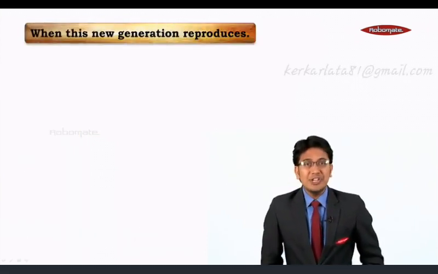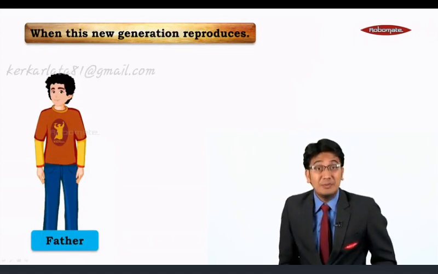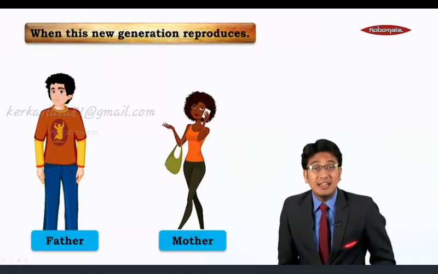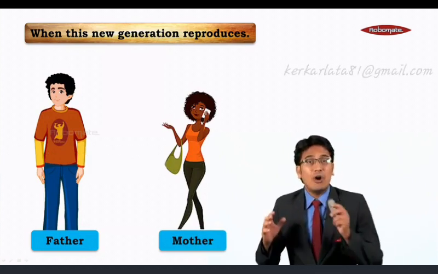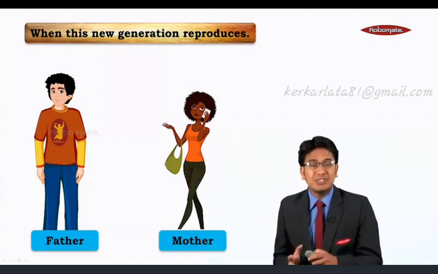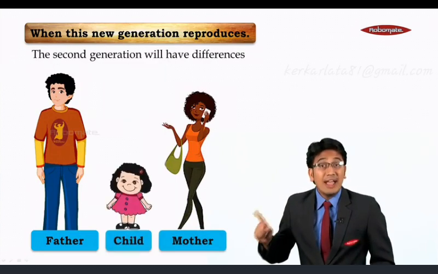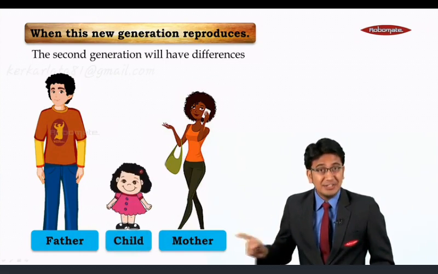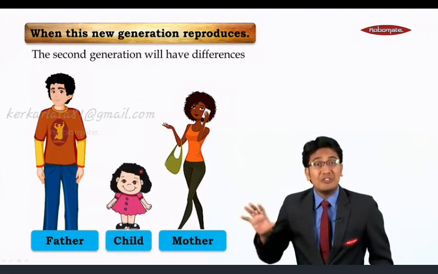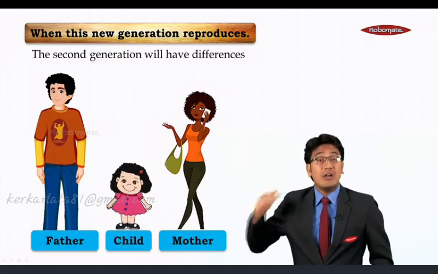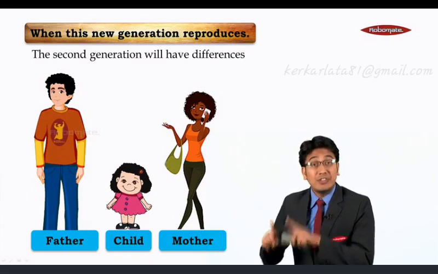So when this new generation reproduces now, the child becomes the father, and he marries a girl. They got married and they reproduce their own baby. The second generation will have differences. You can see the child. She is a little different, but she can have the characters of her grandparents, because her father and mother have the characters of their father and mother.